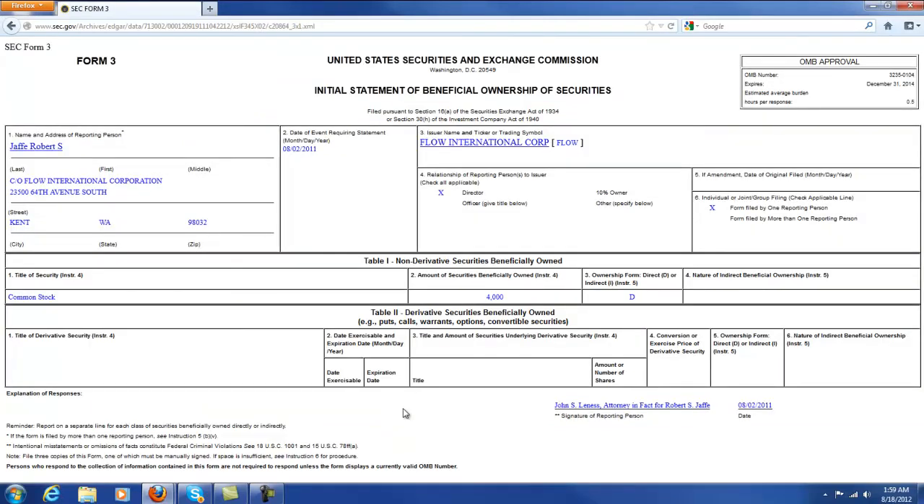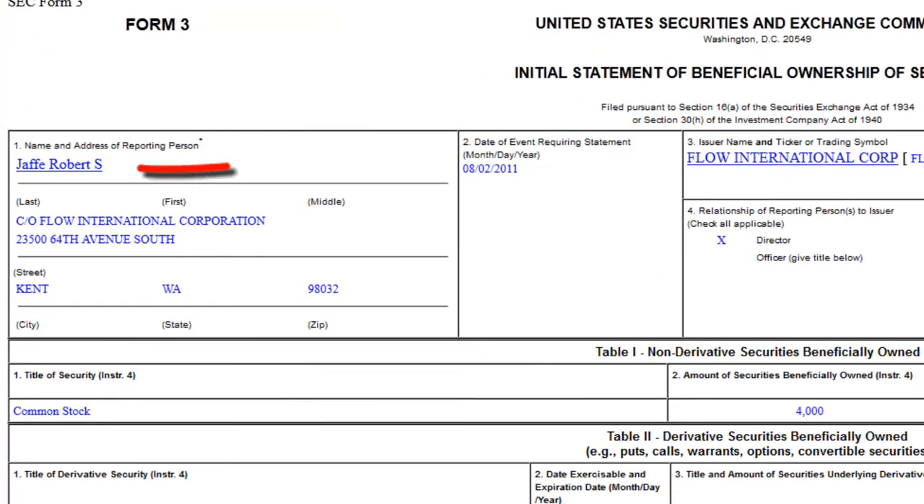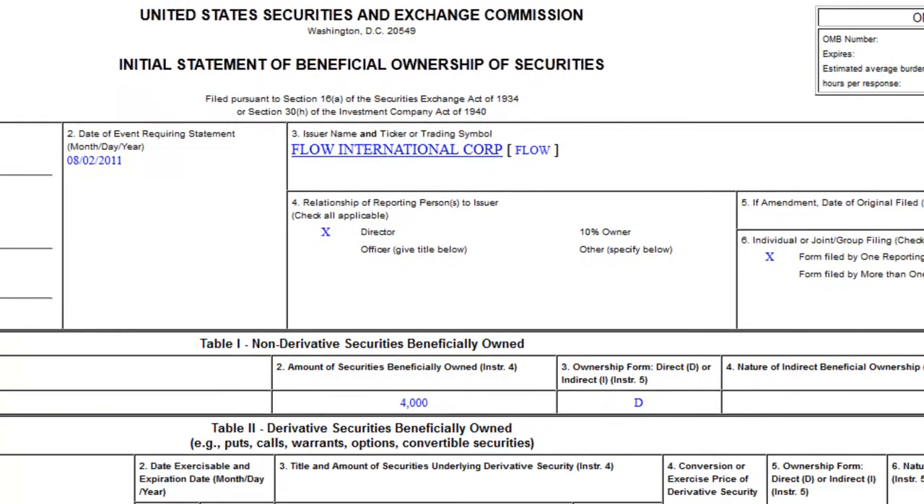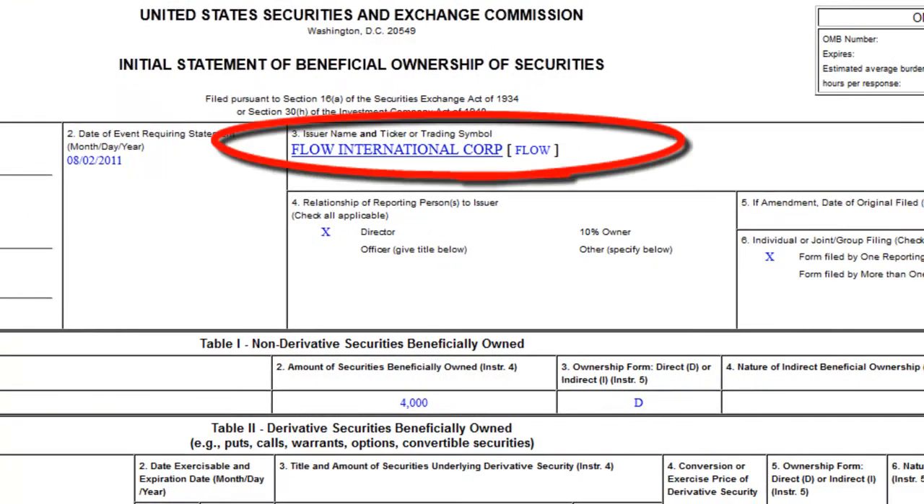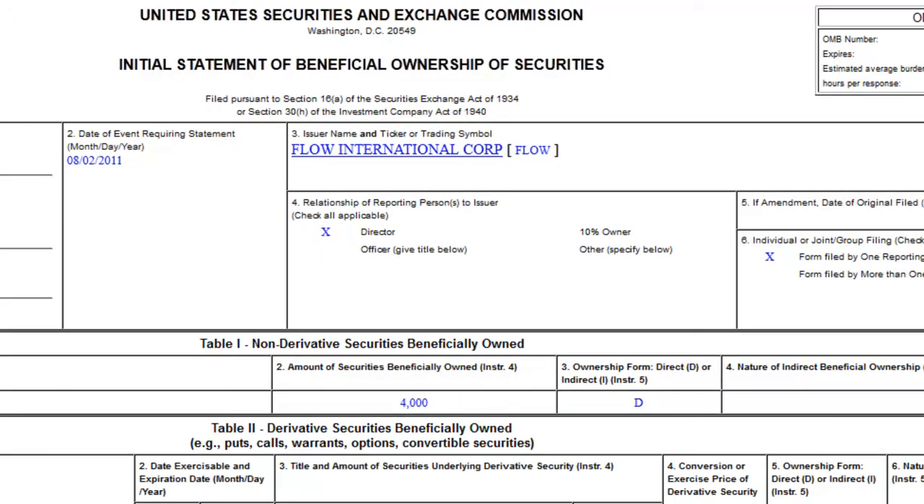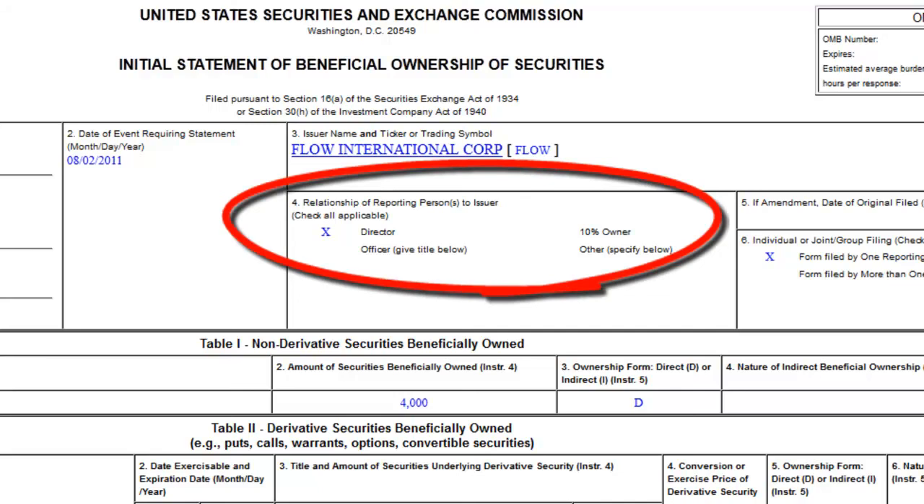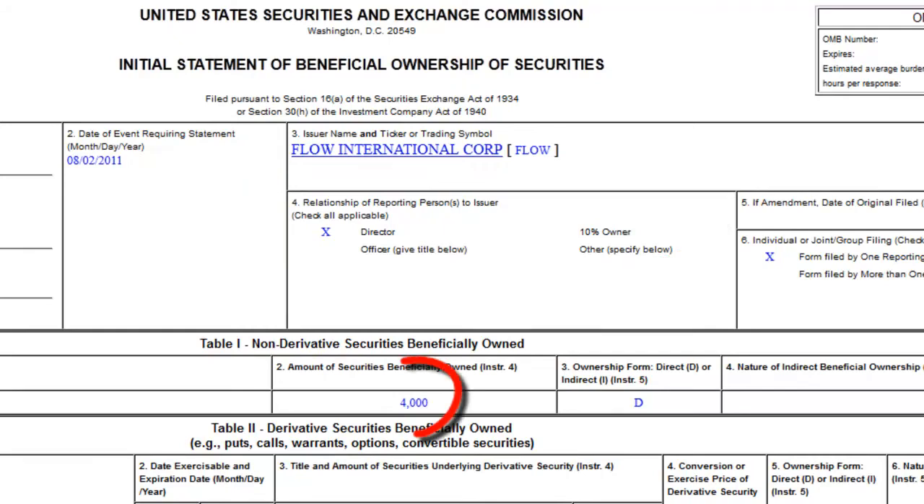So this is how Form 3 looks, and in here we have the name of the person filing, the date of the filing, which in this case is August 2nd, 2011, the company involved, and who the insider is in relation to the company. In this case, this person is a director, and right here it shows the amount of securities owned. So in this case it's 4,000 shares, and D stands for direct.